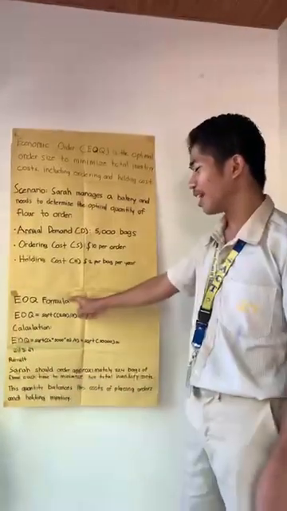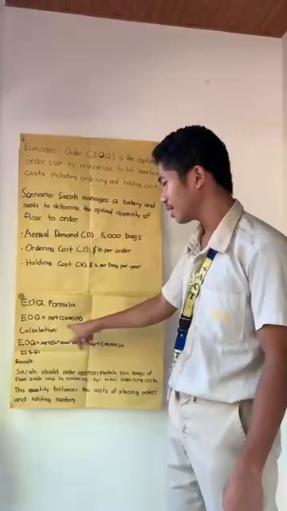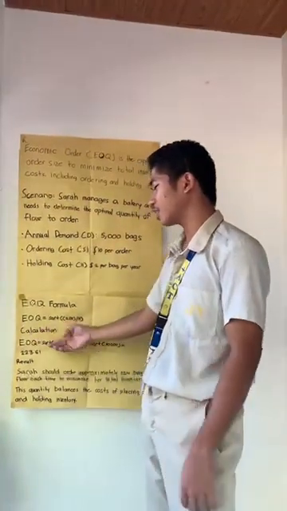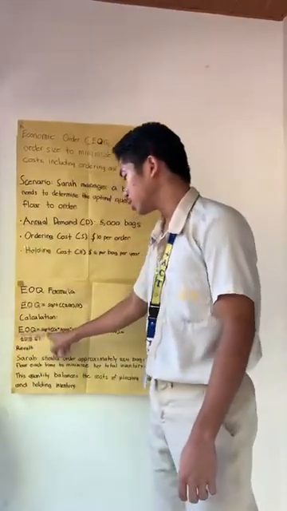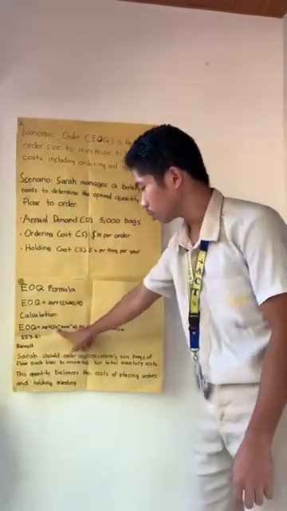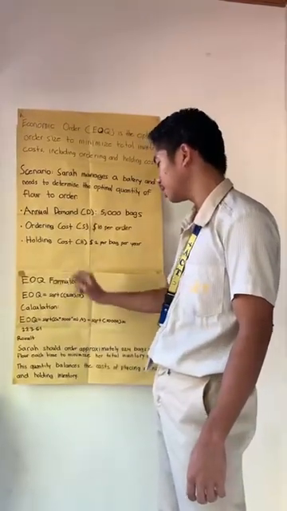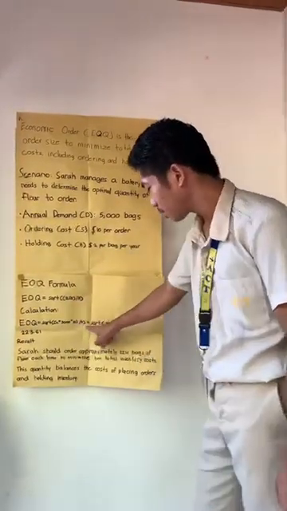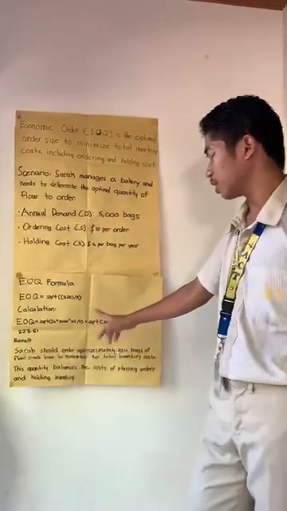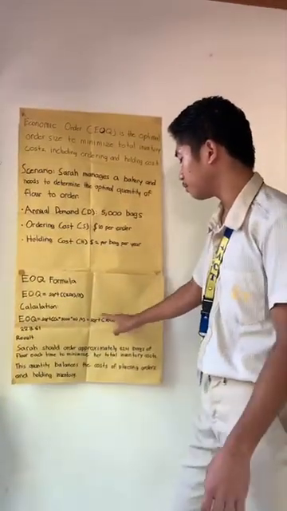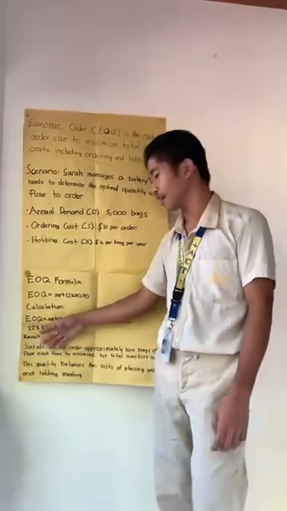EOQ formula: EOQ equals square root of 2DS, and this is our calculation for EOQ. EOQ equals square root of 2 times 5,000 times 10, divided by 2, which is the square root of 50,000, and this is our result for EOQ.